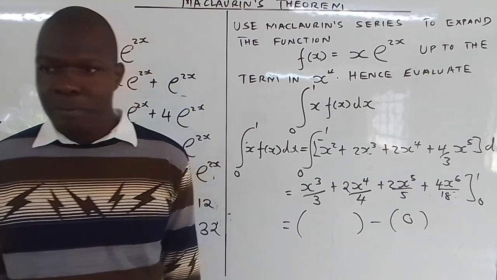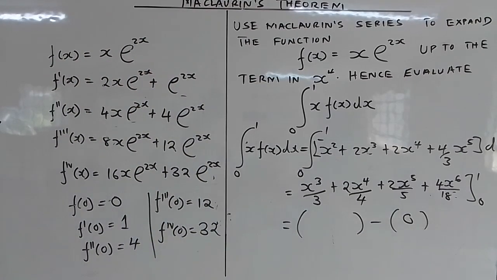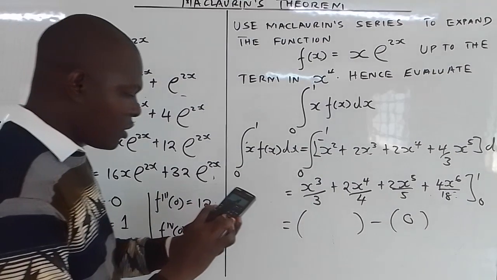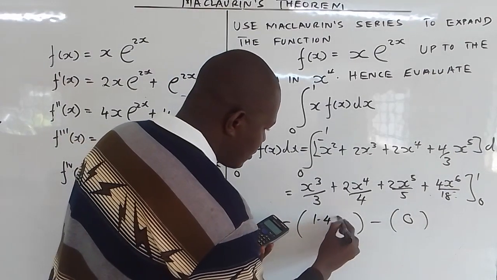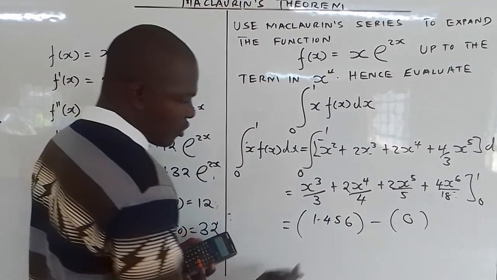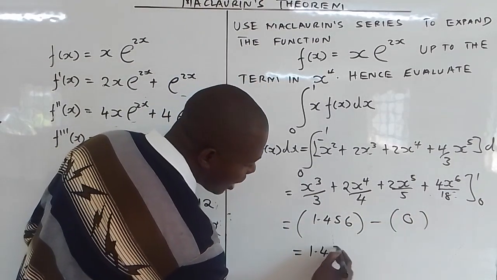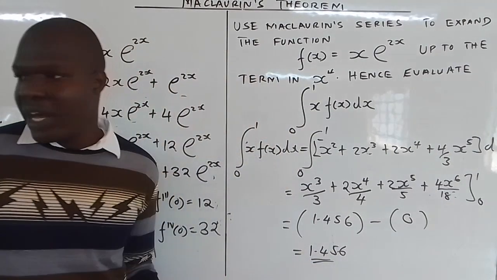1 over 3 plus 2 over 4 plus 2 over 5 plus 4 over 18. That gives 131 over 90. Into decimals, we have 131 over 90, isn't it? Which is the same as 1.456, isn't it? So 1.456 minus 0, you get the answer to be 1.456. Are we together, ladies and gentlemen?